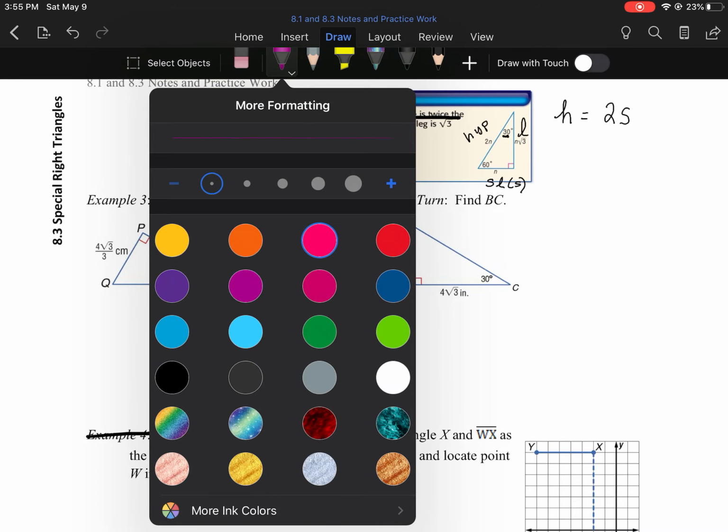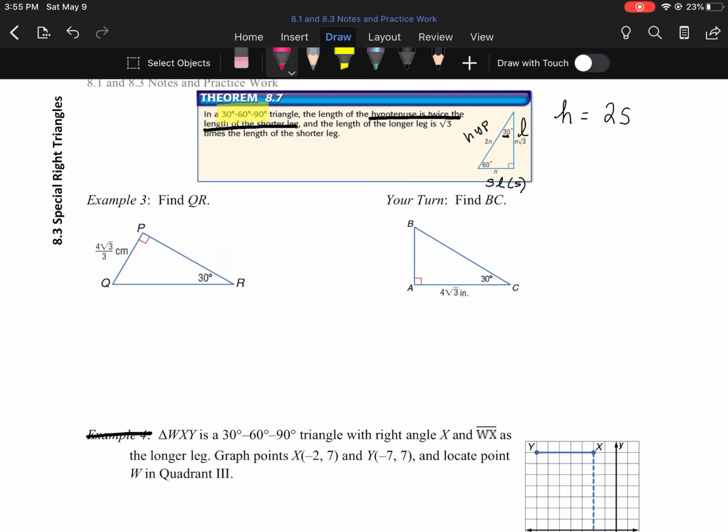And the second one, let me get a different color, says the length of the longer leg is the square root of 3 times the length of the shorter leg. So the longer leg, we called L, equals the square root of 3 times the shorter leg. So S root 3. So that's where they're getting all of that information in that triangle. I tend to like to use S and L for short leg, long leg, but that's just my personal preference. Feel free to use your N's if you prefer.